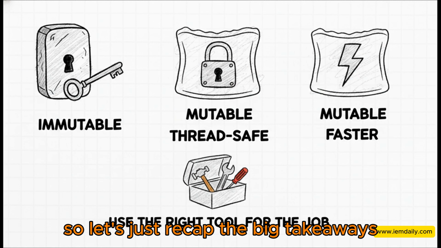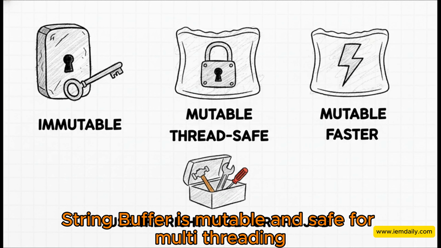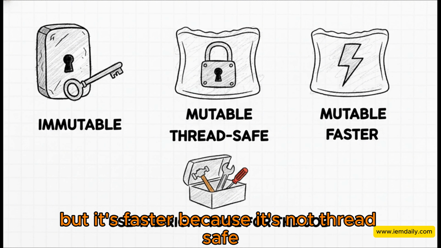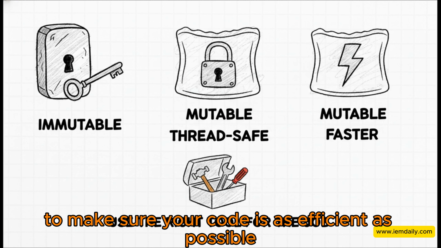So let's just recap the big takeaways. String is immutable, you can't change it. StringBuffer is mutable and safe for multi-threading. And StringBuilder is also mutable, but it's faster because it's not thread safe. At the end of the day, it all comes down to using the right tool for the job to make sure your code is as efficient as possible.